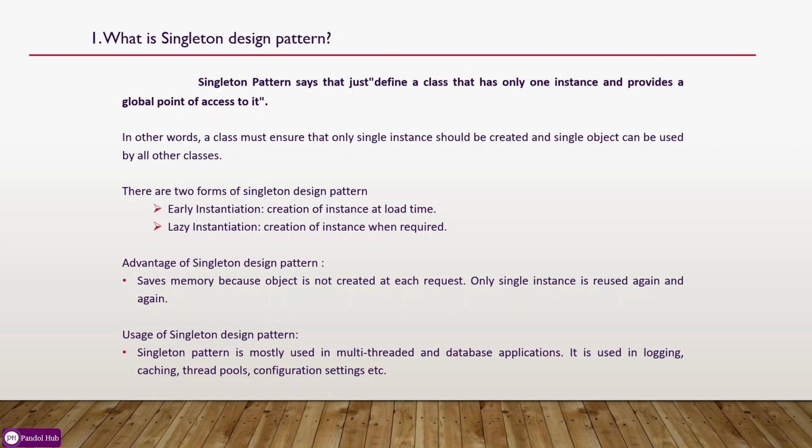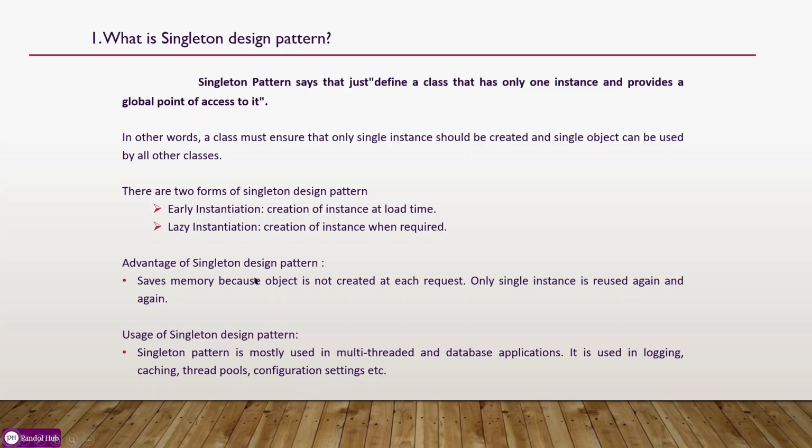There are two forms of the singleton design pattern which you can use for creating the objects. One is early instantiation and the other is lazy instantiation. Early instantiation represents creation of the instance at load time, whereas lazy represents creation of the instance when required. So early means the instance is created beforehand, even before some other class needs it. But lazy means you create the instance only when some other class calls that public method.